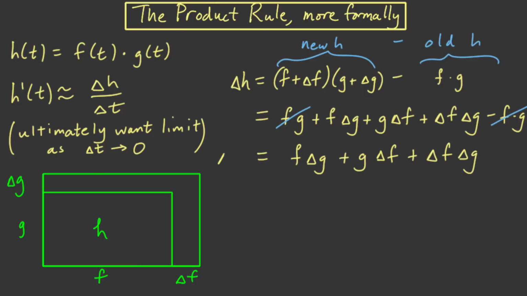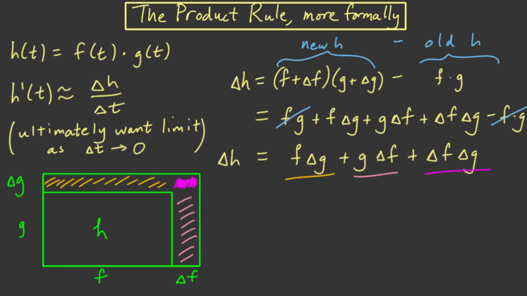Now, this is supposed to be delta h, and in fact we can see in the picture where all three of these terms come from. F times delta g, that's this area right here. G times delta f is this part of the delta h, and delta f times delta g, that's this section up in the corner. If you are worried that we missed this corner piece in the last video about the product rule, don't worry. The algebra sees it, and the algebra will tell us that it really isn't a problem.